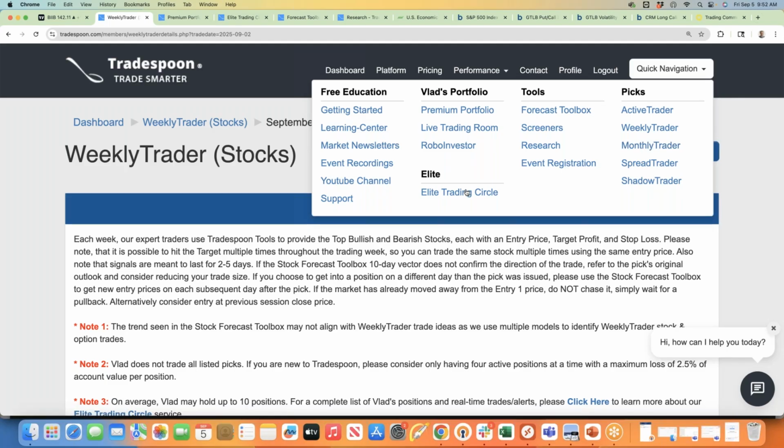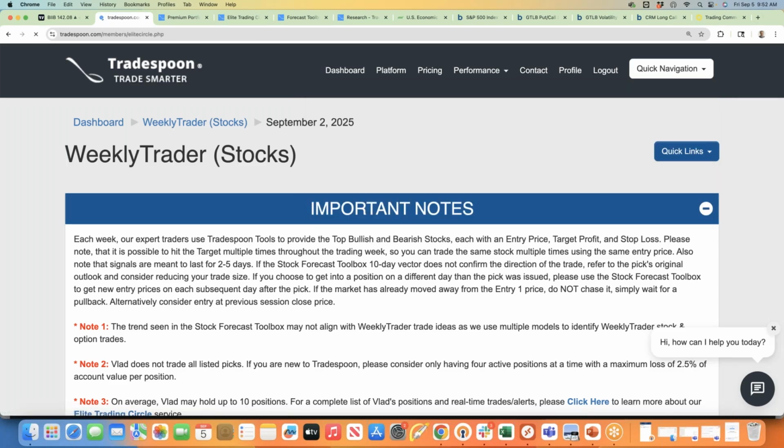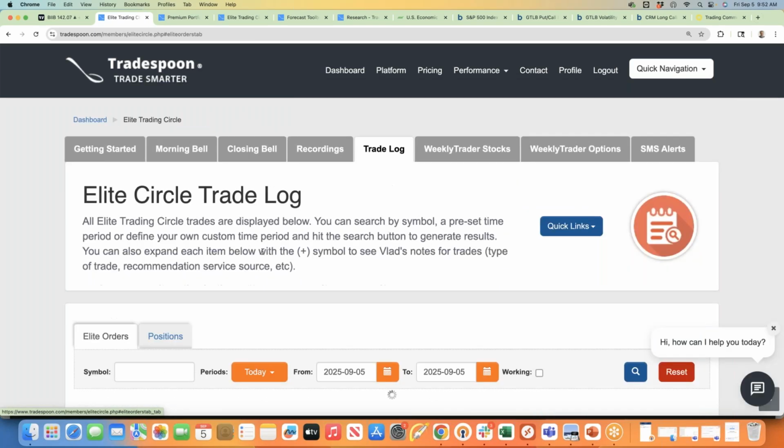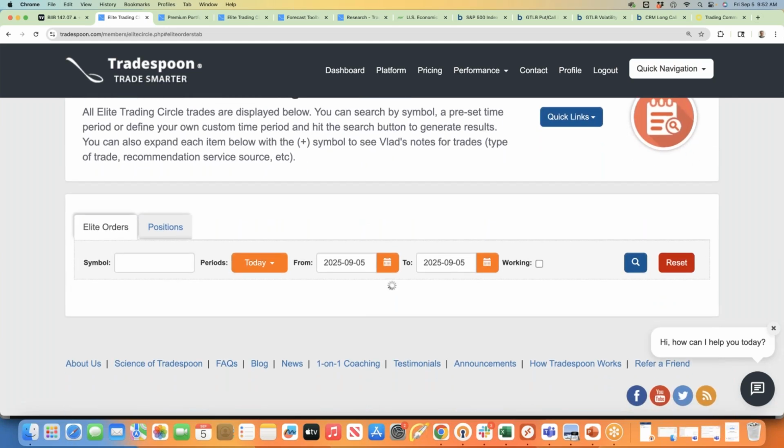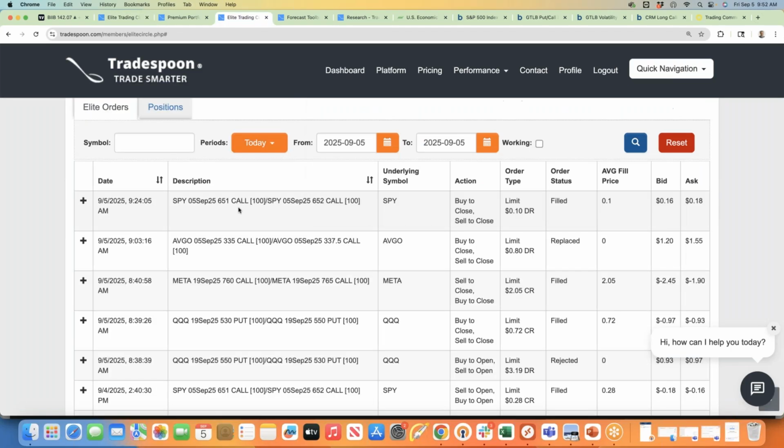If you want to know what I trade, then you go to Elite Circle, right? So, I mean, you have different trades. Today, I think it's all options, but I also trade stock positions, right? Let's see while it's loading. So today, I did spiders, right? I sold call spreads. This is a short-term trade, call spread, close it for 10 cents.